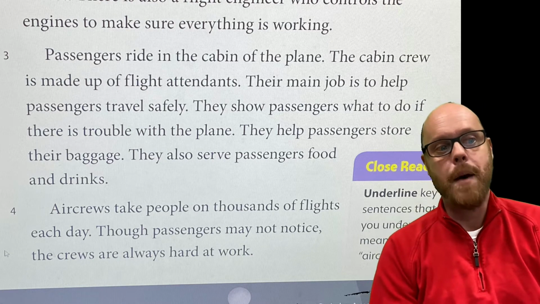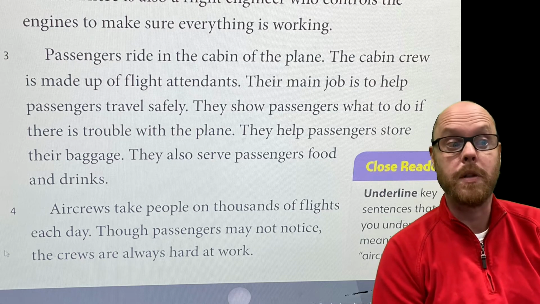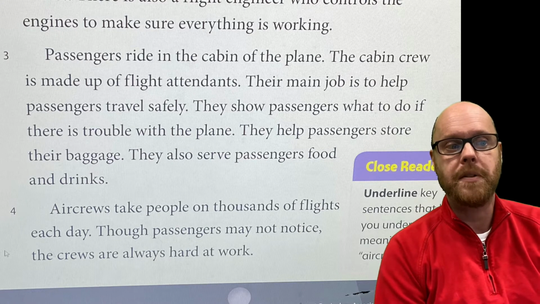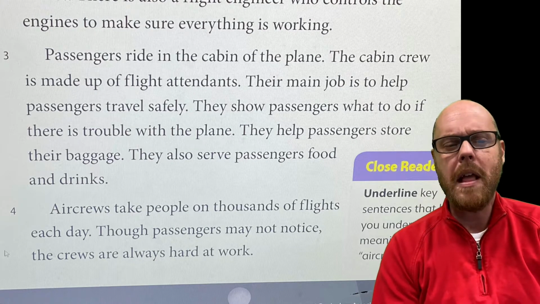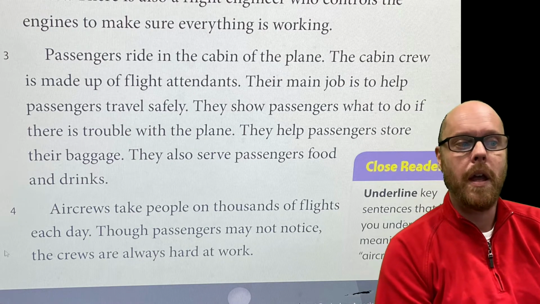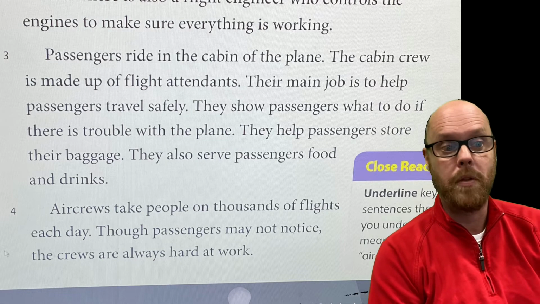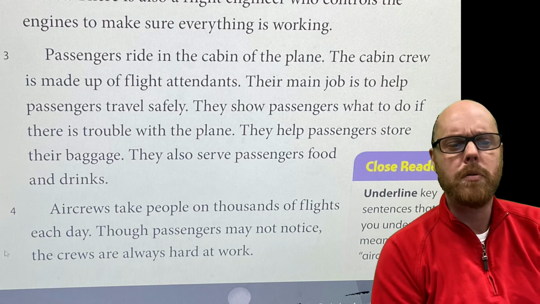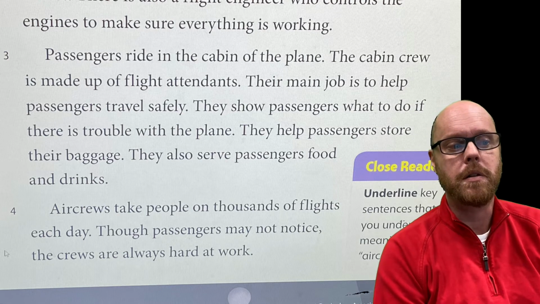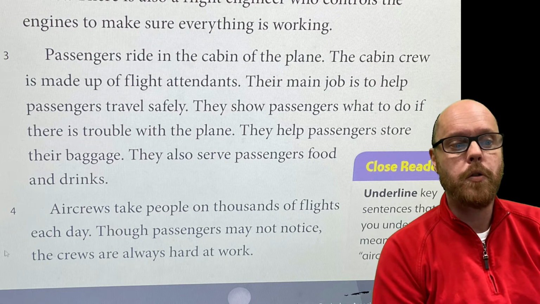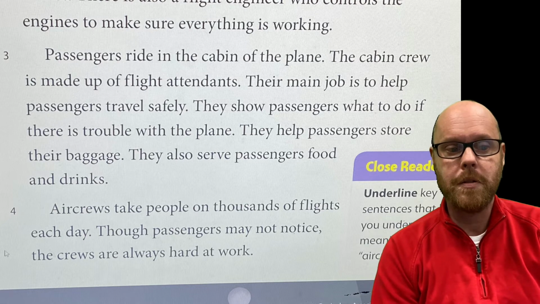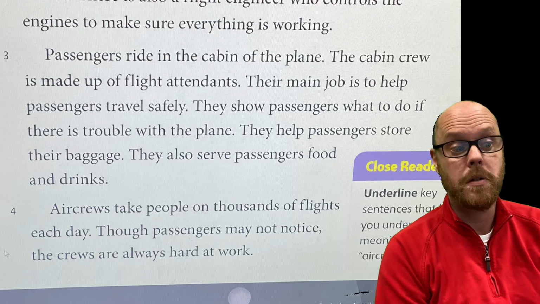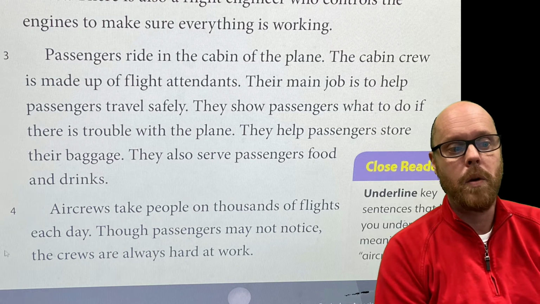Passengers ride in the cabin of the plane. The cabin crew is made up of flight attendants. Their main job is to help passengers travel safely. They show passengers what to do if there is trouble with the plane. They help passengers store their baggage. They also serve passengers food and drinks. Air crews take people on thousands of flights each day. Though passengers may not notice, the crews are always hard at work.